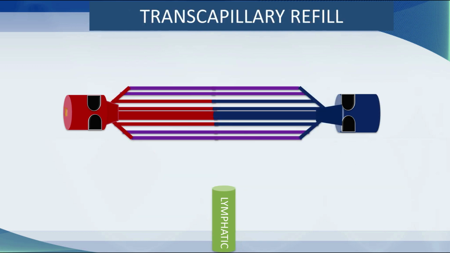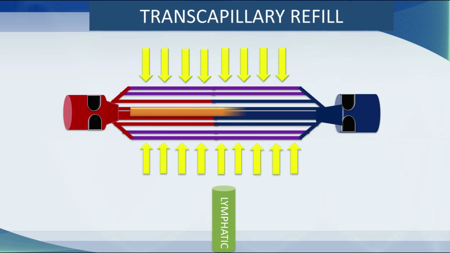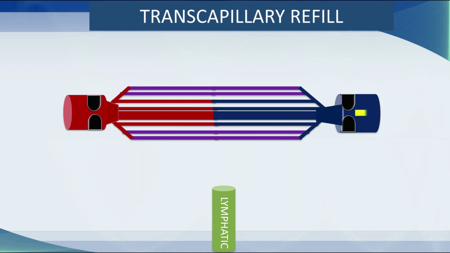The velocity of flow through the microcirculation increases, and this causes a process known as transcapillary refill to occur. Essentially, there is a suctioning effect on fluid in the interstitium to be pulled back into the bloodstream, and fluid is actually reabsorbed on the venous side of the circulation. That is something that doesn't normally happen. So this is the patient essentially auto-resuscitating themselves.